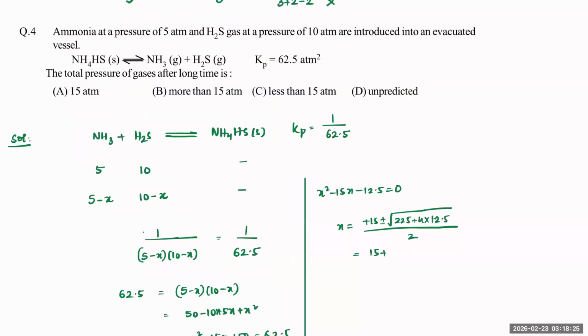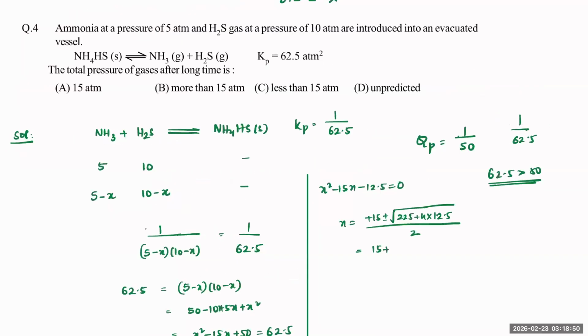We have 5 and 10, right, beta? Suppose you notice Qp, what is the value of Qp? Qp value itself is 1 by 50. Compare that to 1 by 62.5 here. So you can see 62.5 is actually greater than 50, which means even at the reverse equilibrium, this amount of values, that 5 and 10, are not sufficient to form this NH4HS.